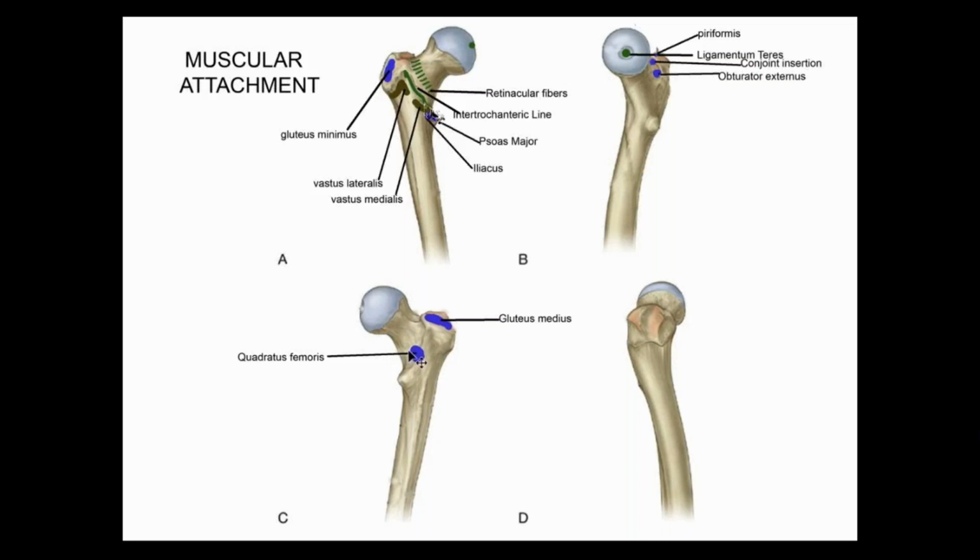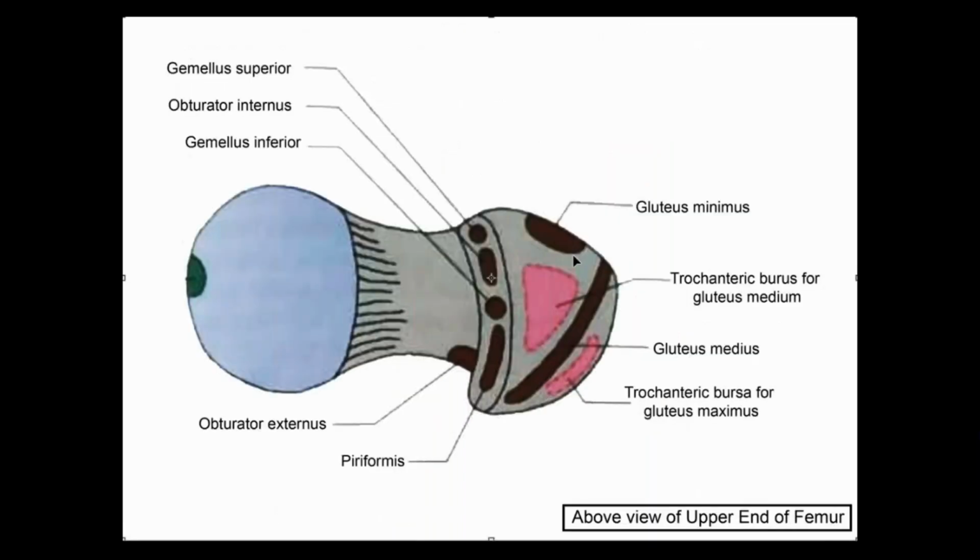In the next slide, we show you the view of the upper end from above: head, neck, and greater trochanter. In this, you can see the lateral surface of the greater trochanter. This is a part of the medial surface of the greater trochanter. This is the upper border of the greater trochanter. This receives first the insertion of piriformis, which extends to the upper, downturned end. Then there are a few fibers of gemellus inferior. Then there is obturator internus, and then gemellus superior.